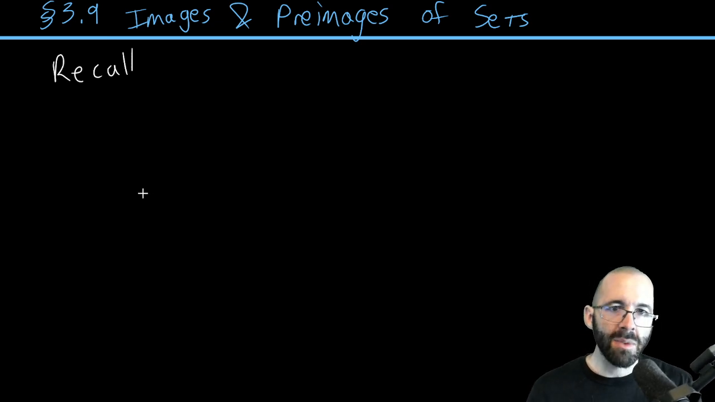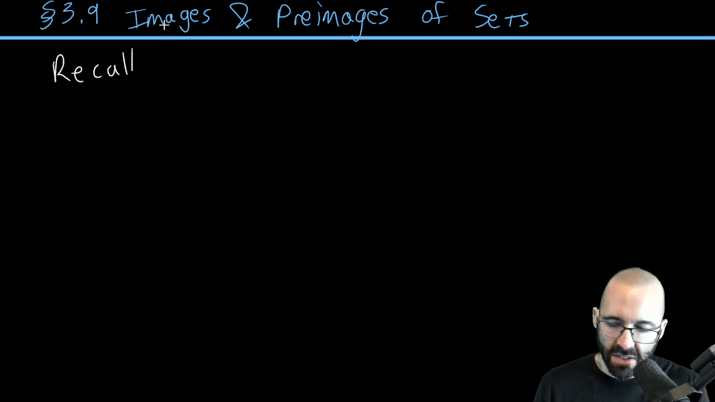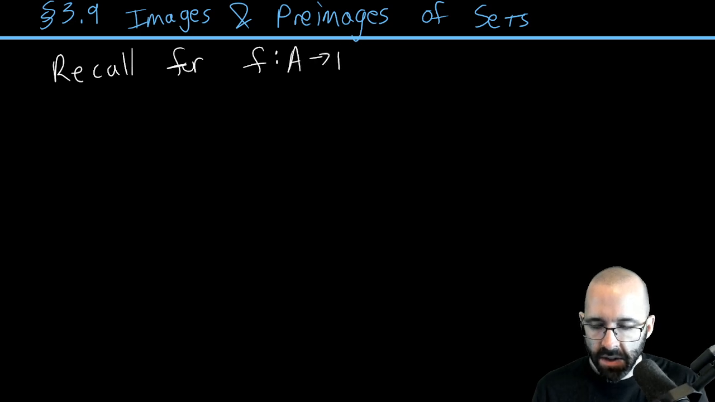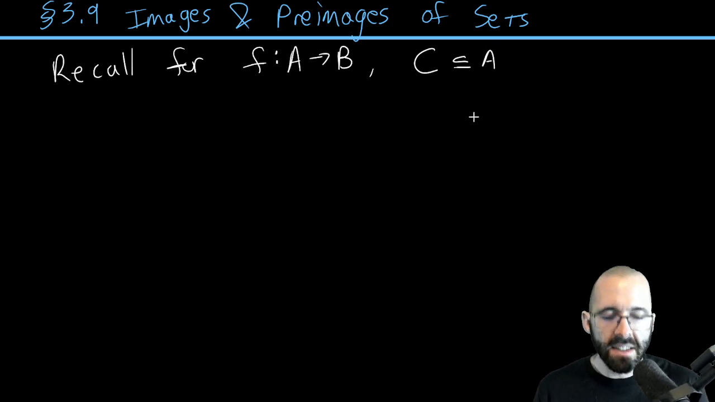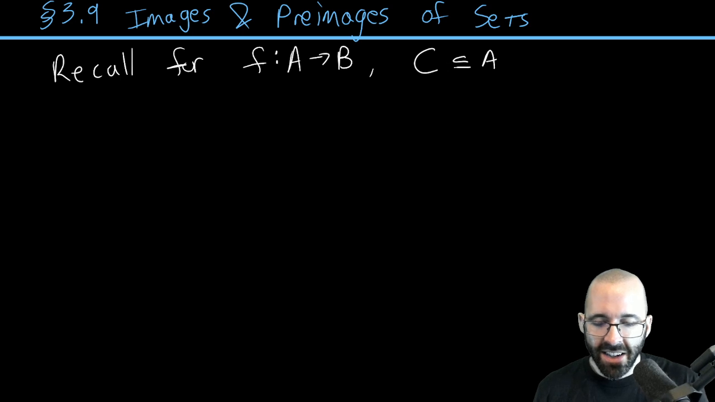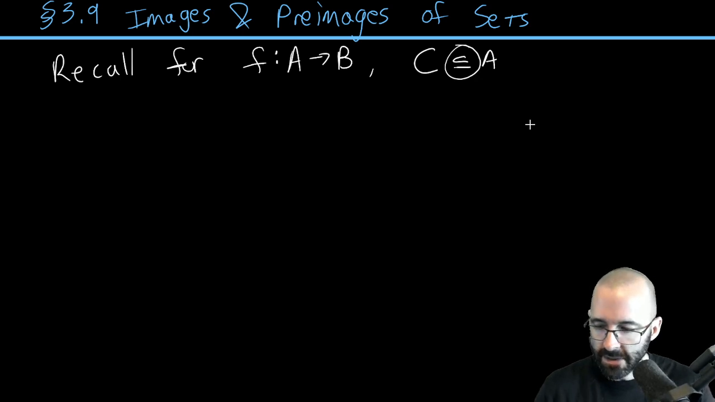I mentioned the book has images of elements and images of sets. I mostly have just been talking about images of sets. I don't find images of elements used very frequently, if at all, but this is where they finally start talking about the images of sets. So recall, for some function that's going from A to B, let's say that C is a subset of A. C is a great choice of subset because C kind of looks like the subset sign. Anyway, C is a subset of the domain.